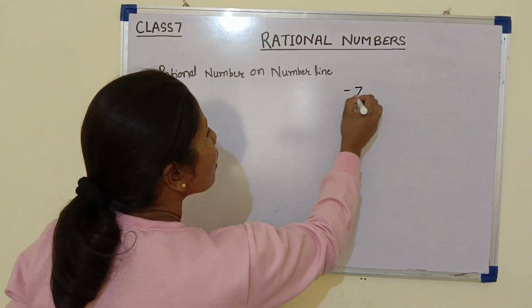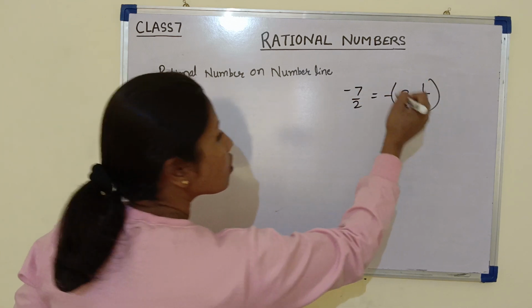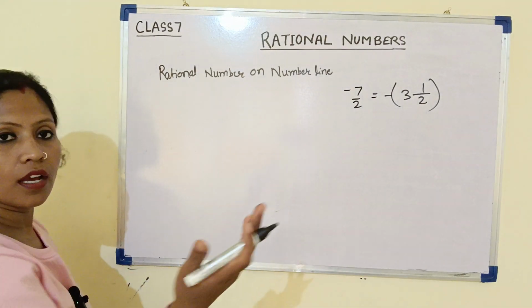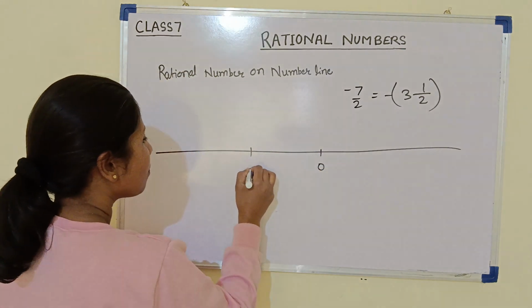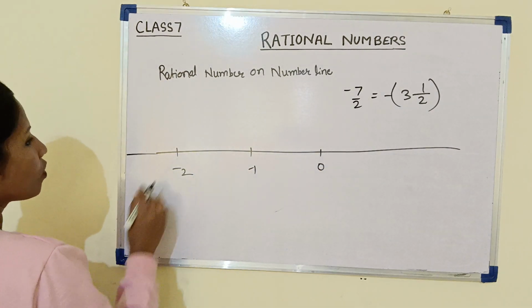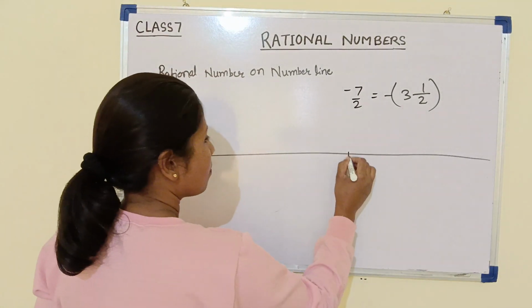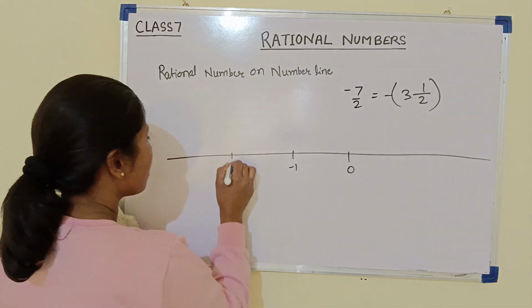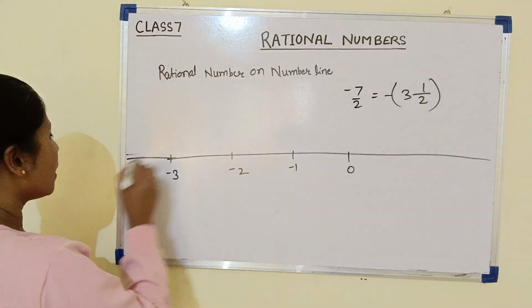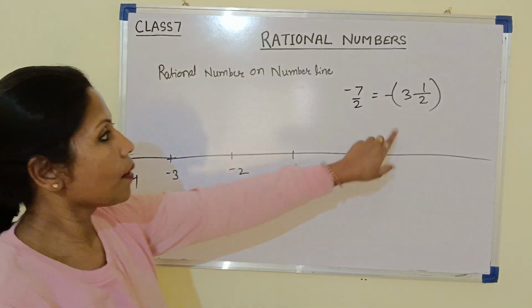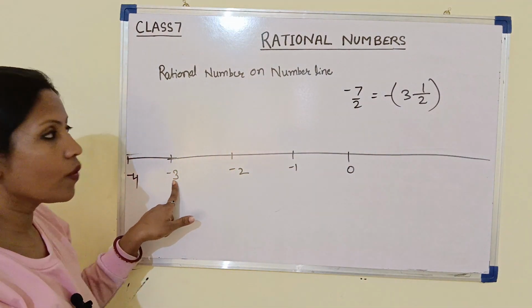Like minus 7 by 2. So how you will write it? This, right? 3.5 in minus side. So please take 0, minus 1, minus 2. 0, minus 1, minus 2 and minus 3. Okay. So, and suppose this is a minus 4. This is minus of 3.5. Minus of 3.5. So, we are in minus side.